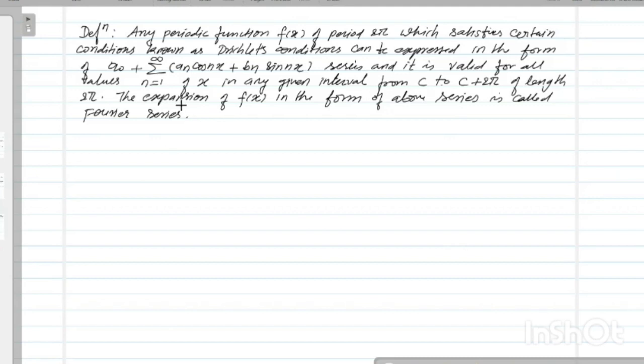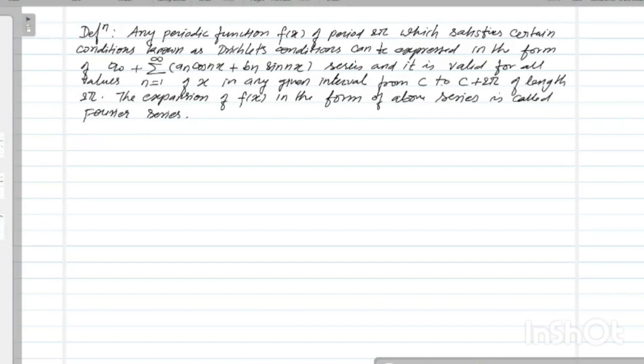So what is the definition of the Fourier series? Any periodic function f of x is said to have a Fourier series if it satisfies certain conditions. The conditions are known as what? Dirichlet conditions. It can be expressed in the form of this series, and it is valid for all values of x in the given interval. Your interval is running from c to c plus 2 pi, of length 2 pi. Then the expansion of the function f of x is known as Fourier series. Okay, this is the simple definition of Fourier series.